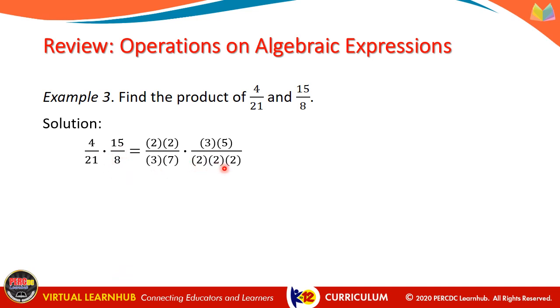Now, we can cancel the factors that are common in numerator and denominator. We can cancel 2 and 2 in the numerator and denominator. We can cancel another 2 in the numerator and another 1 in the denominator. We can cancel 3 and 3, and that leaves us with the answer 5 on the numerator and 7 times 2 in the denominator. Simplifying 7 times 2, our final answer would be 5 over 14.